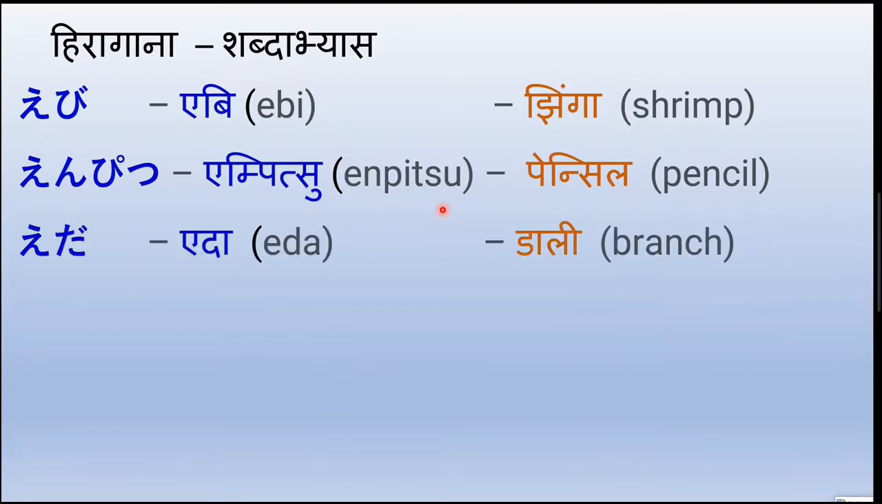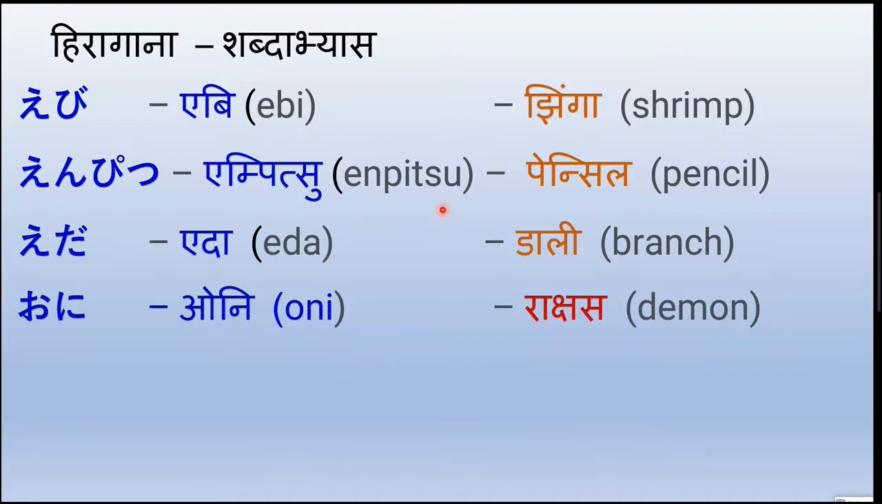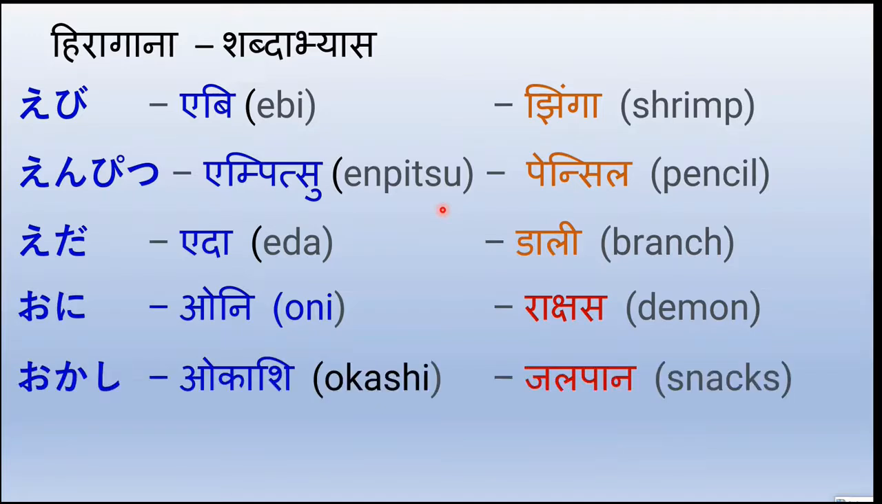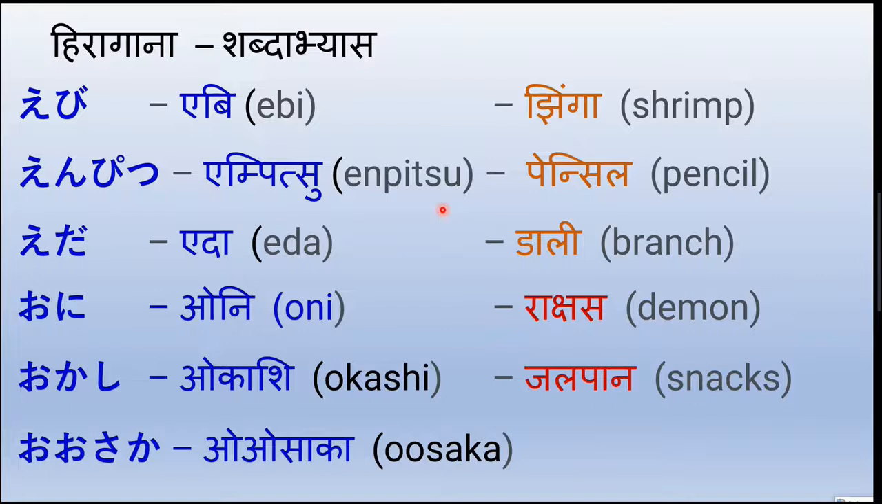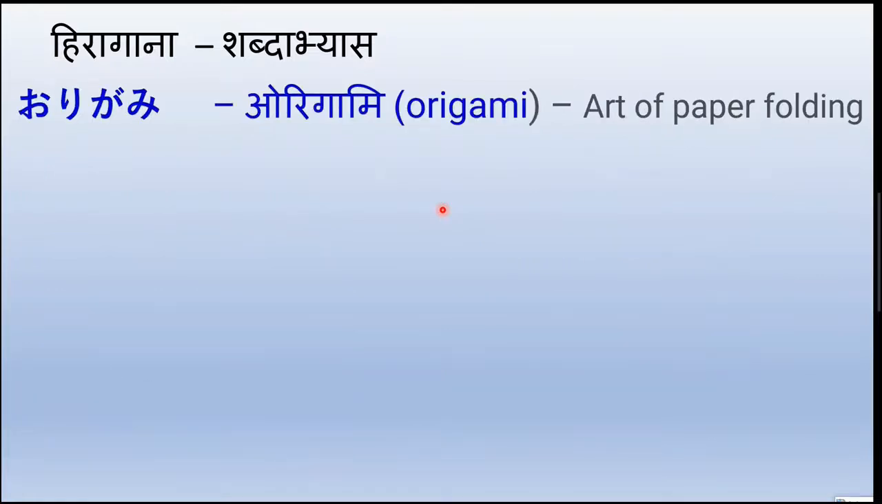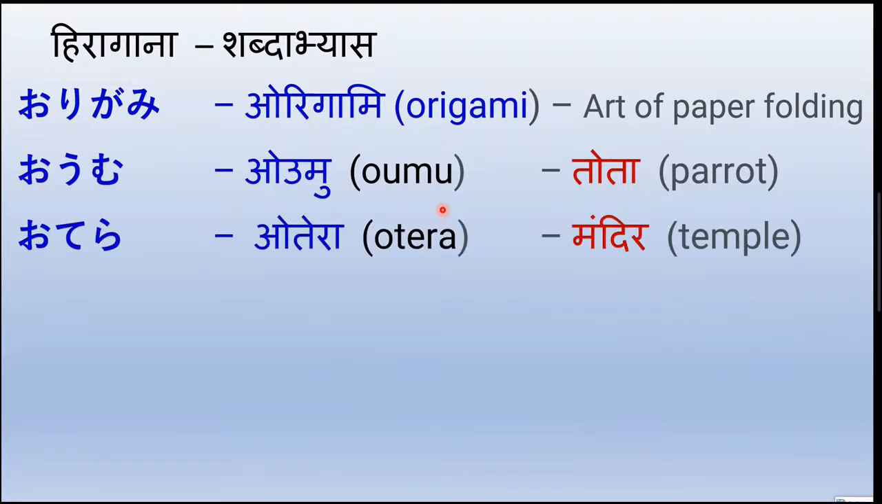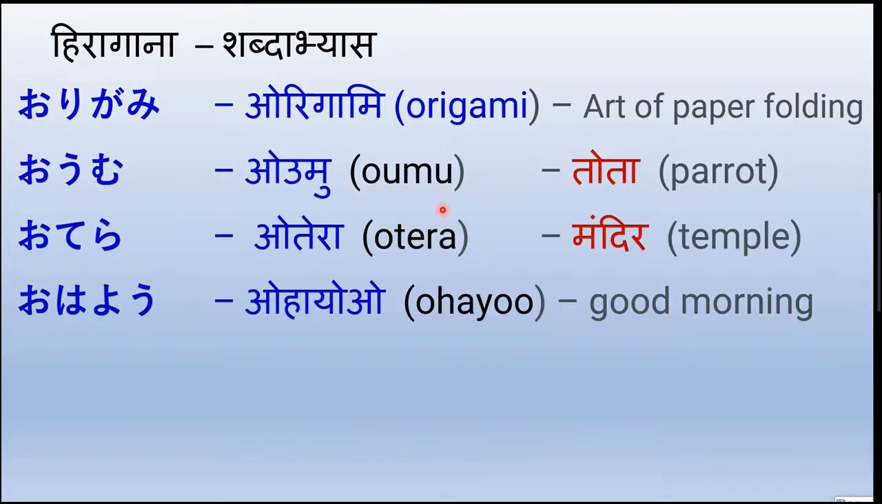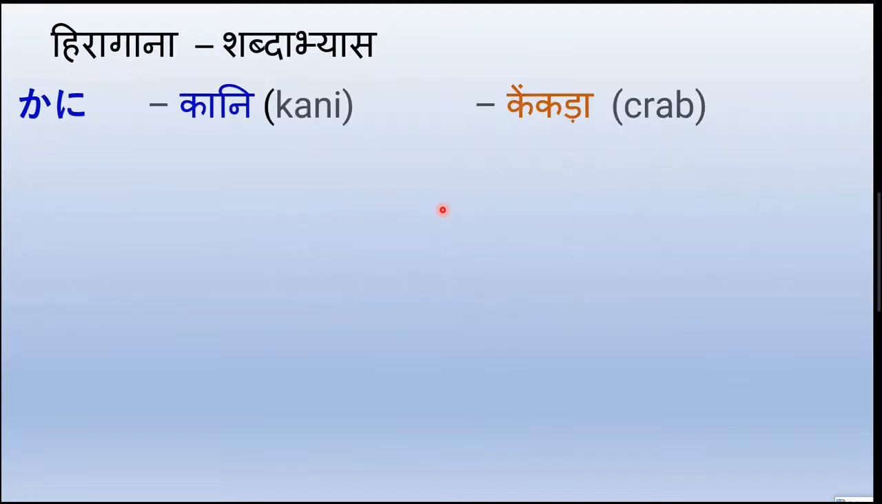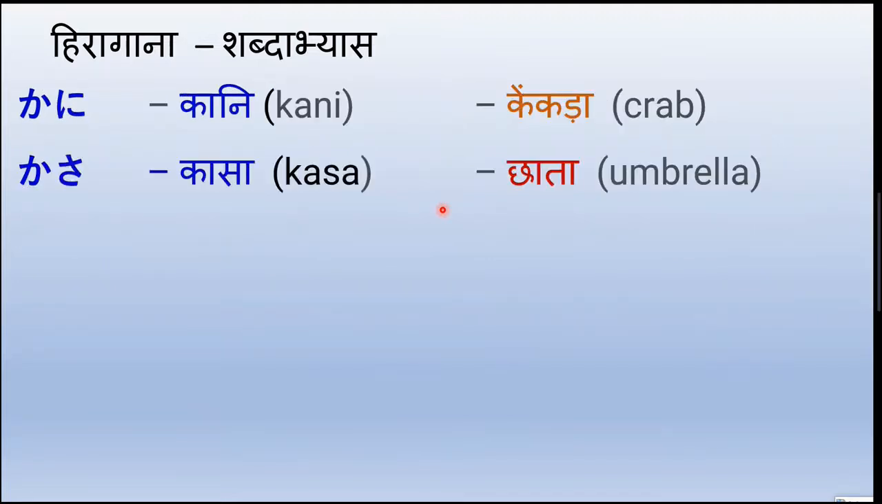Eda, branch. This is the branch of a tree. Oni, demon. Okashi, snacks. Osaka, this is a city in Japan. Origami. Origami is a very special art of paper folding in Japan, which is world famous. Oumu, the parrot. Otera, temple. Ohayo, good morning. Kani, crab.